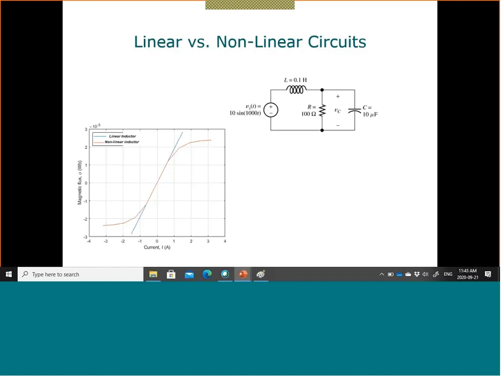Every element is linear. However, in real life, these elements are not linear, or they are linear only under certain conditions. For example, the inductor. The blue line is a straight line for the inductor, assuming it's linear. However, the inductor actually looks like this. This red line is the real relation of the inductor. So yes, a certain part of the inductor's curve is linear, but going this way or that way, the inductor becomes non-linear.